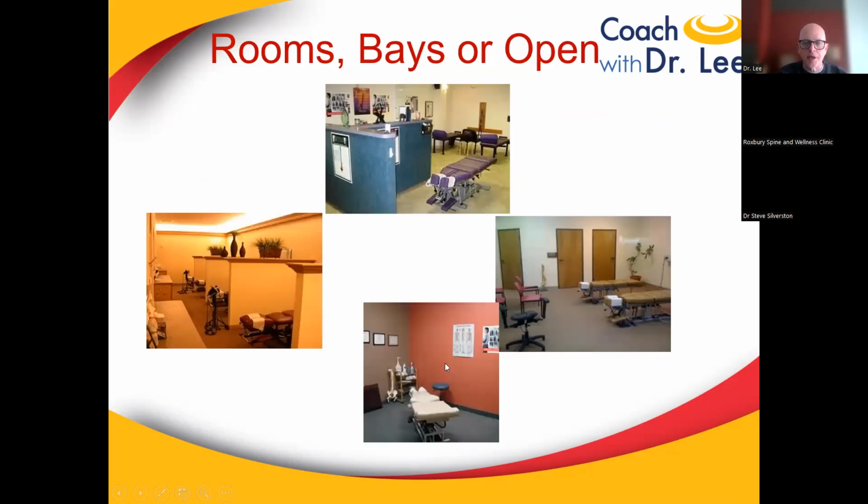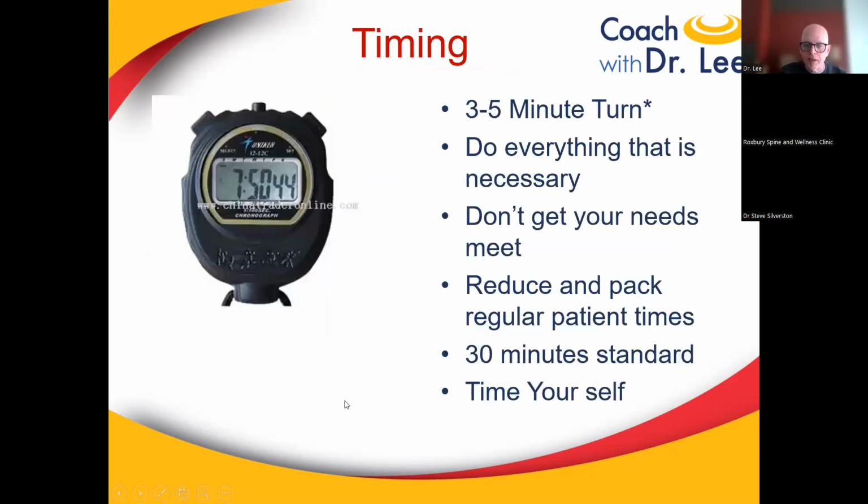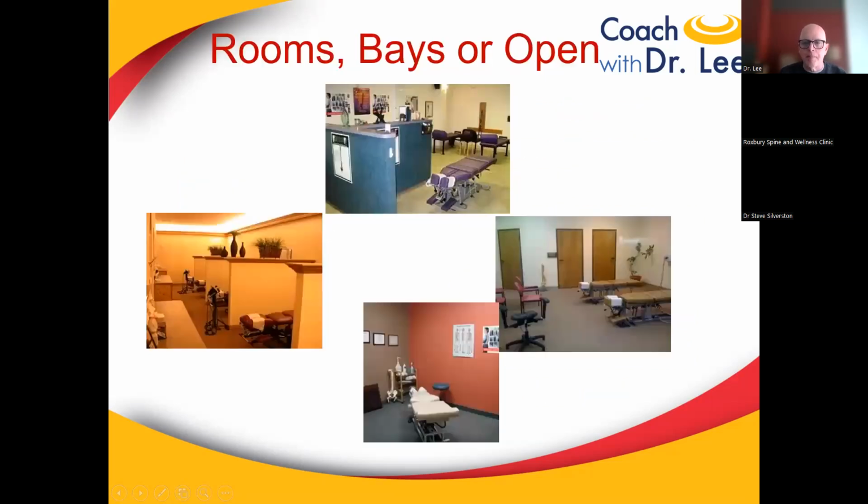And so the bottom picture is a private room. Sorry. The middle right picture is open. The upper picture are T-bars, and that's a great compromise. And so above the adjusting table, there are traction chairs. And so the patient goes right from the adjusting table to the traction chair. The doctor has an eye on 2 adjusting tables and looks like 2 or 3 traction chairs.